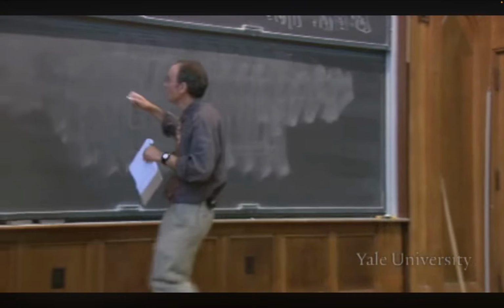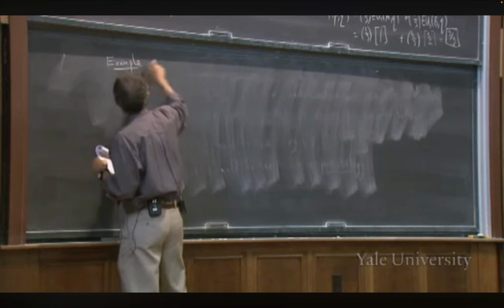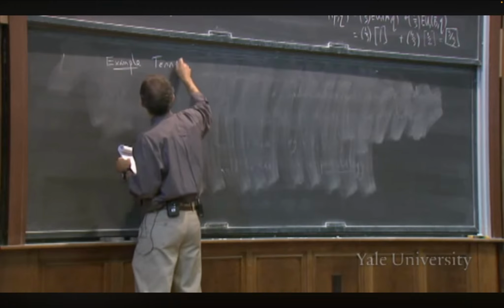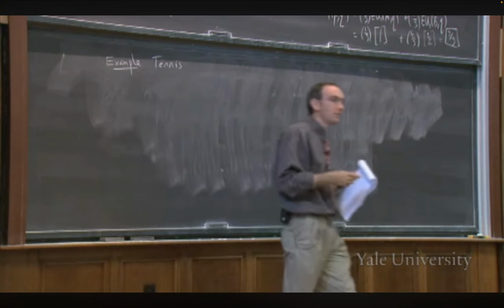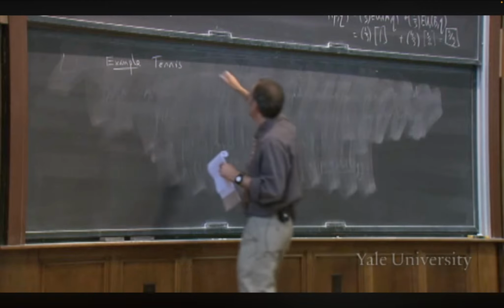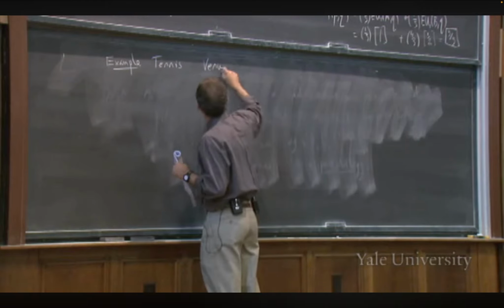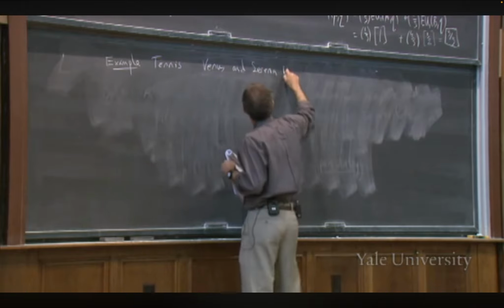So the example I want to look at is going to be from tennis. And I'm going to consider a game within a game played by two tennis players, and let's call them Venus and Serena Williams.